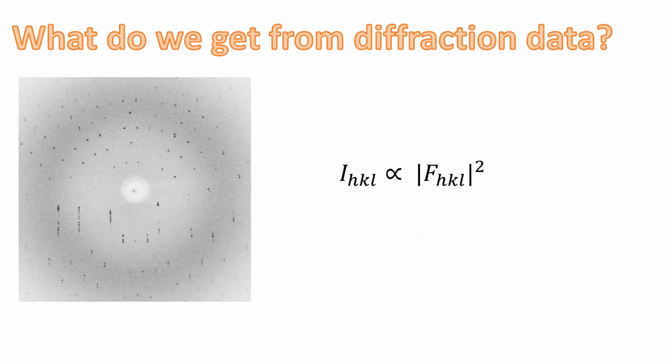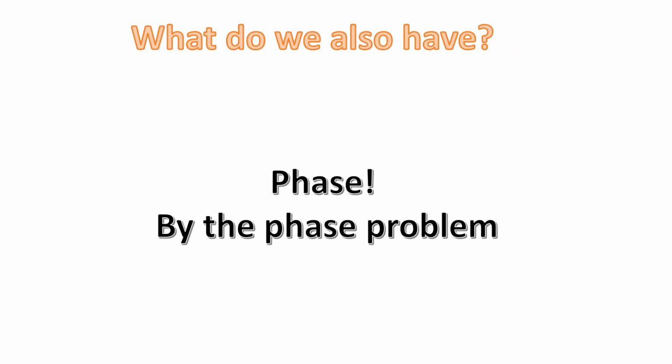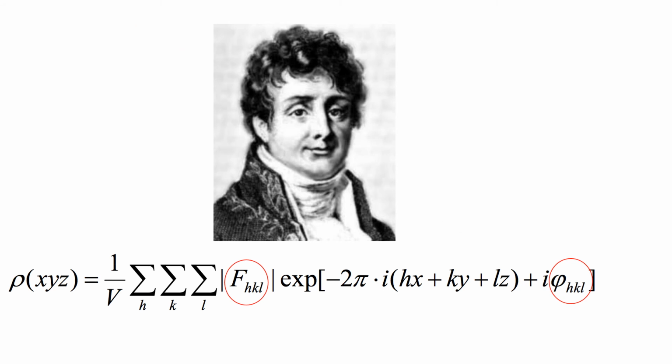The measured intensities are proportional to the coefficients of the electron density equation. And we also get the phase by solving the phase problem. Then we can get the electron density by simply implementing a Fourier transform. You may be wondering, what's the influence of the diffraction data and the phase? You will find out next.